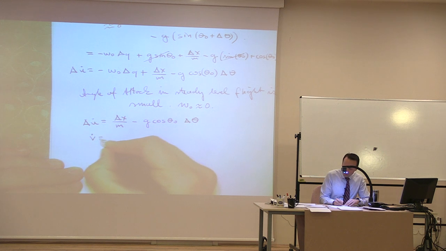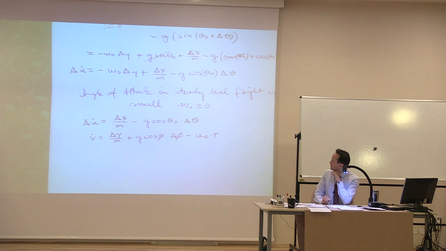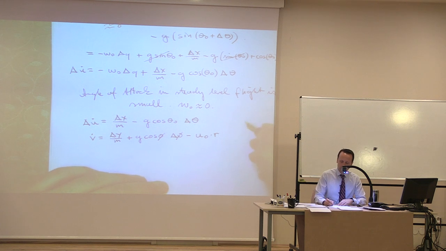V dot, the second one, del y divided by m plus g cosine theta 0 times, let's write delta phi, okay, minus u0 times r. So now I'm kind of mixing and matching things. For instance, look at r. Del r is equal to r minus r0. In trim, r0 is 0, and therefore del r is equal to r, right?